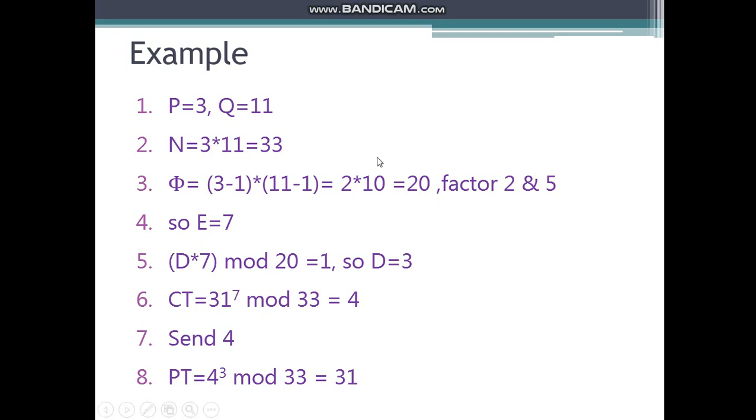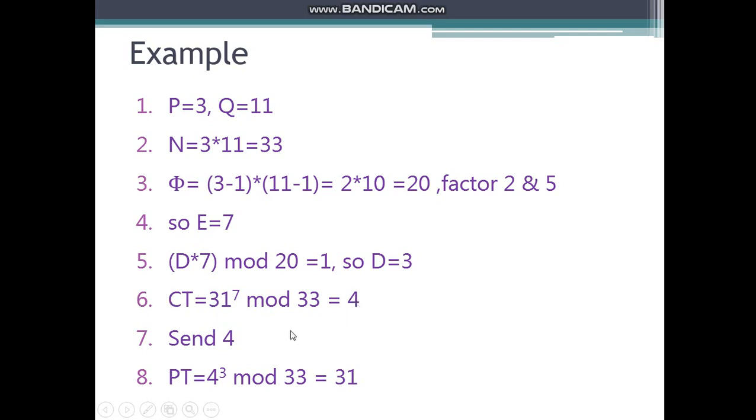Then we have the value of e and the value of d, so we can encrypt our message and also decrypt our message. Ciphertext equal to plaintext raised to e mod 33. The plaintext is 31, the user message, raised to e, the encryption key 7, mod 33, that is capital N, equal to 4. This is the encrypted message. The original message is 31 and the encrypted message is 4.